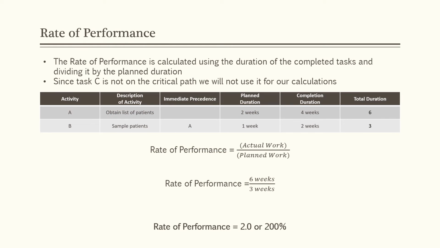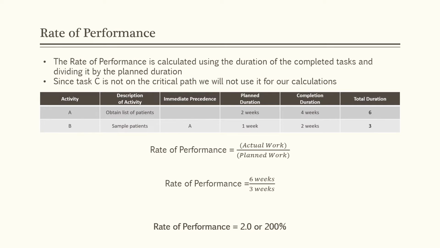Rate of performance is used for work measurement to observe performance as compared to the expected standard of performance. It is calculated by taking the duration of all the completed tasks and dividing it by the planned duration. Since task C is not on the critical path, we will not be using task C for our calculations. Instead, we will only be using tasks A and B to calculate the rate of performance.